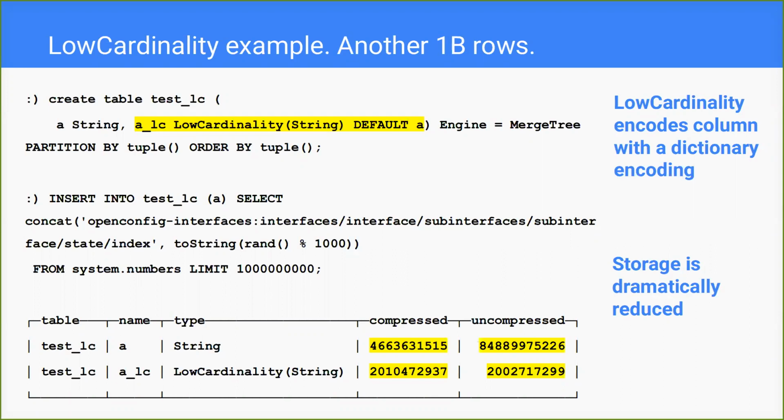But in the rows, you actually store something fairly compact, like an integer. Well, LowCardinality does that automatically for you. So rather than having to create a dimension table or a table of lookup values, you can create a table. And this is an example, this test LC table. It's got a string value, and then it's got a LowCardinality value.